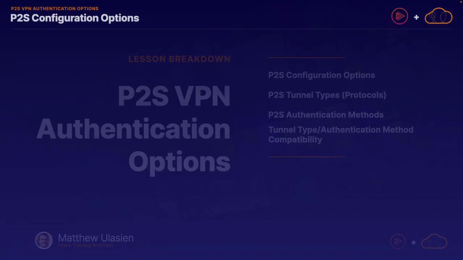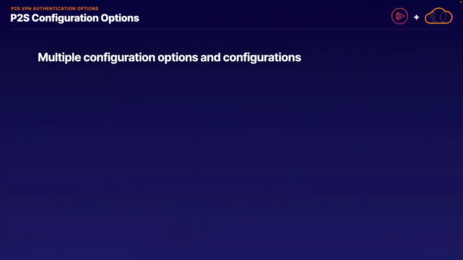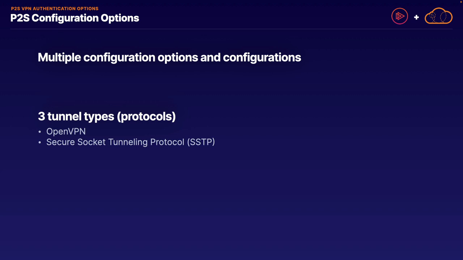So when discussing the different configuration options available with point-to-site VPN, there are two main categories that we're going to take a look at. They are tunnel types, often referred to as protocols, and at a glance, those three tunnel types are OpenVPN, Secure Socket Tunneling Protocol, or SSTP for short, and IKE version 2.